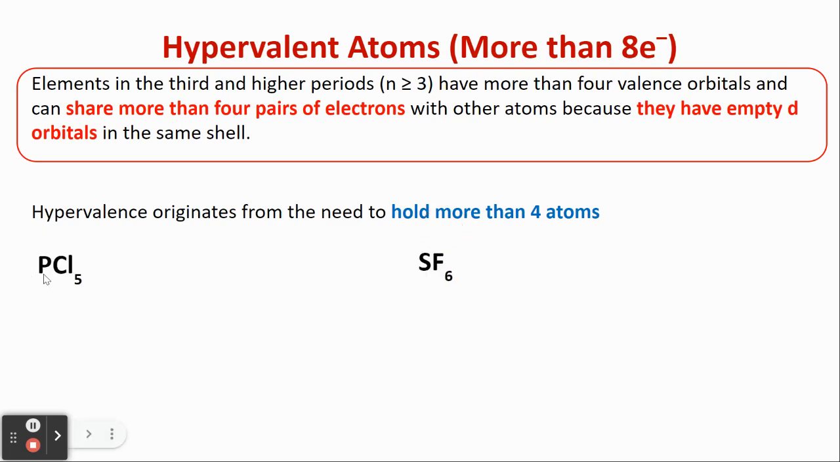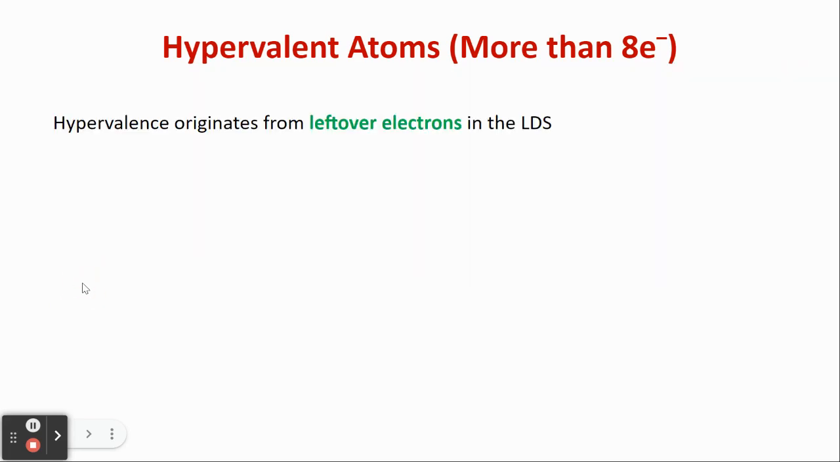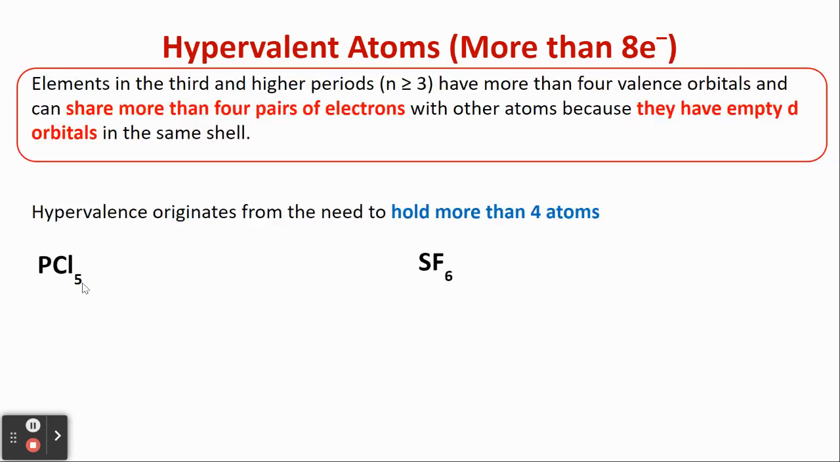So hypervalence originates from the need to hold more than 4 atoms. Let's say we've got PCl5. So PCl5 exists even though there are 5 chlorines bonded to phosphorus. That means there are 5 single bonds. That would be 10 electrons around phosphorus. Or if we were to look at SF6, we've got 6 fluorines bonded to sulfur. That's a total of 12 electrons on sulfur, which is more than that typical 8 that makes an atom stable.